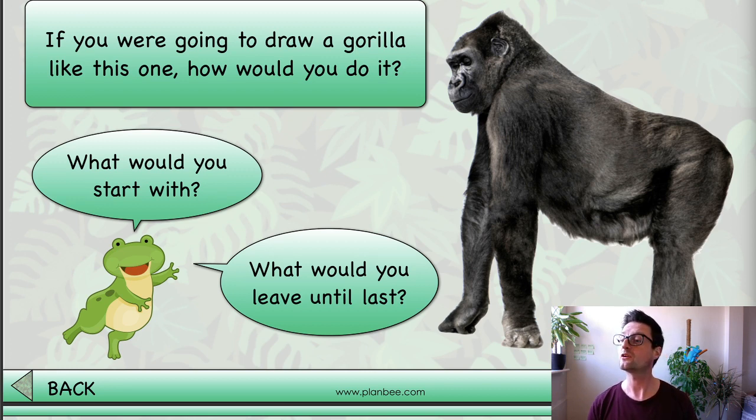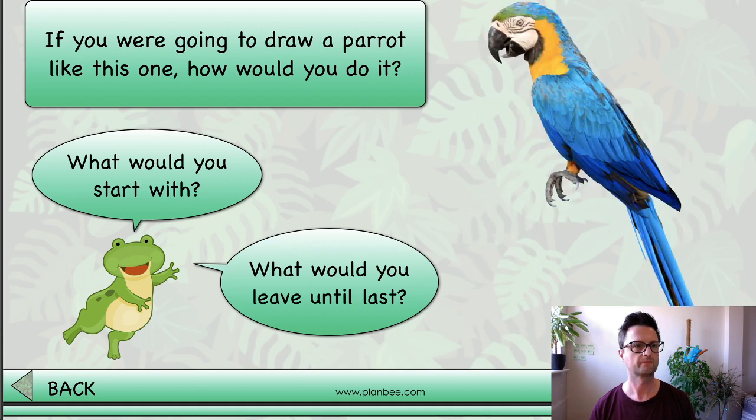Let's see if we've got some ideas coming in now. Okay, so somebody says they might start with the legs. They're very big legs on a gorilla, aren't they? Yes. The face. There's so much detail in the face, isn't there? The head. Lovely suggestions. Okay, let's see what we suggest. Firstly, though, let's look at another animal.